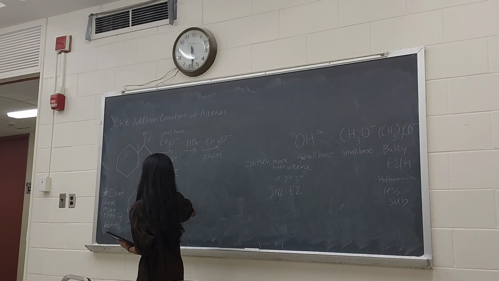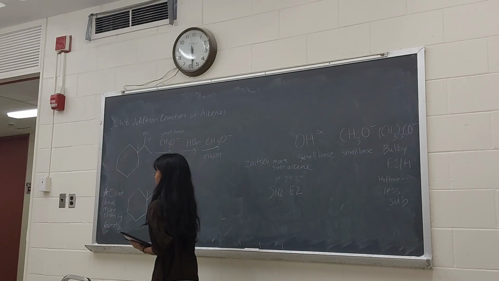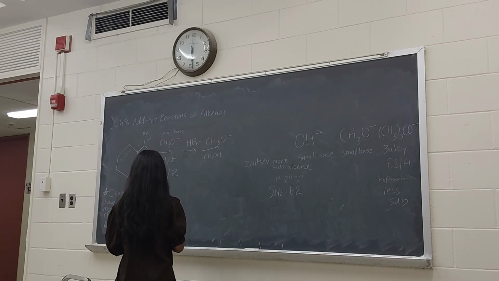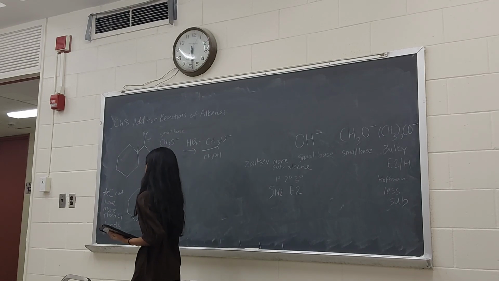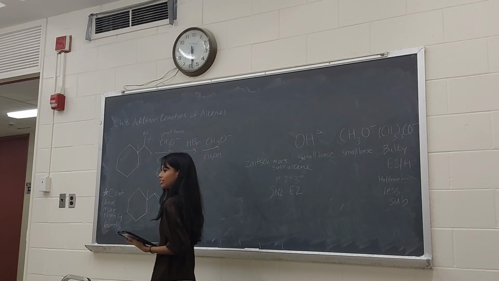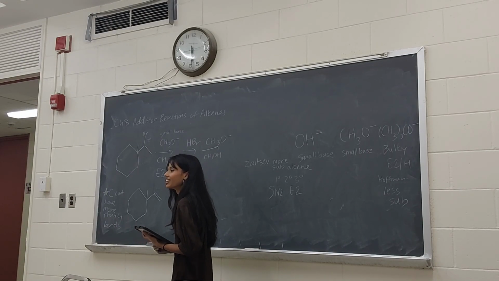Even though Zaitsev would want it to go here, carbon can't have more than four bonds, so it'll just be there. So it'll be Hofmann. So this is not stereo, but this was one of the tricks. There's only one option though, so why would it be stereospecific? If it's only one option, it's not.